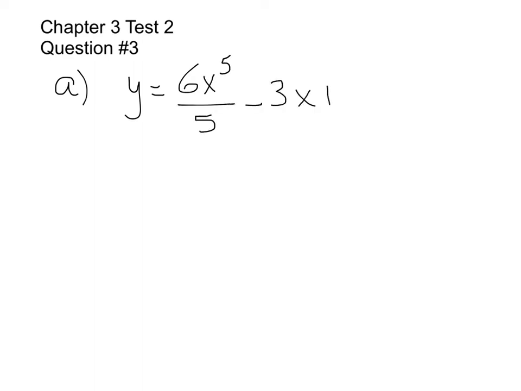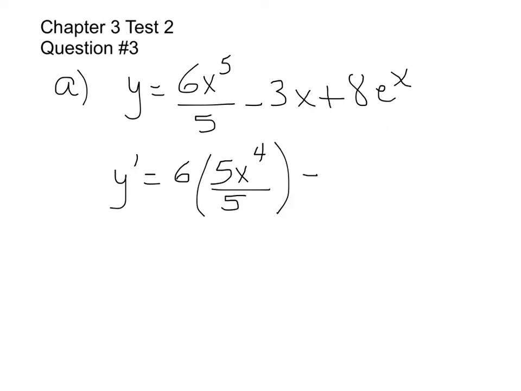Alright, question number 3. Here is part A, to find the first and second derivative for y equals 6x to the 5th over 5 minus 3x plus 8e to the x. Well, for the first derivative, I would bring the 5 down, so I'm going to just put that 6 out front. I would bring the 5 down and then subtract 1. And then the derivative of negative 3x would just be negative 3. And then if I bring the 8 out front, remember e to the x, the derivative is e to the x.